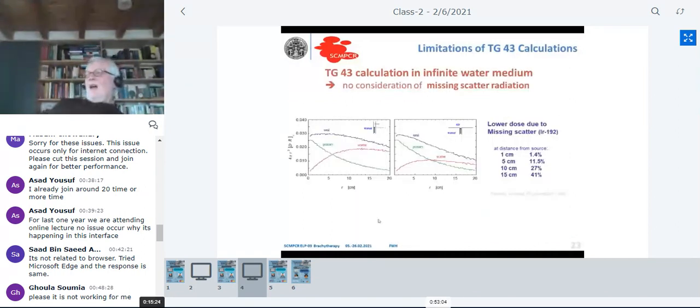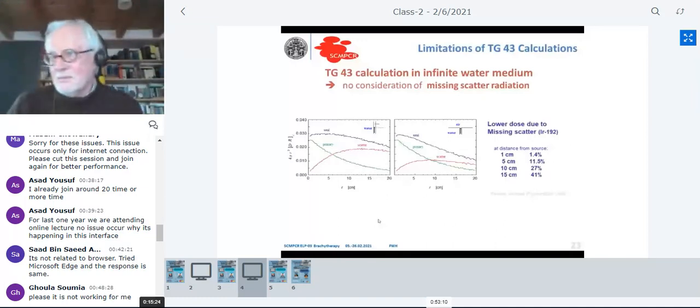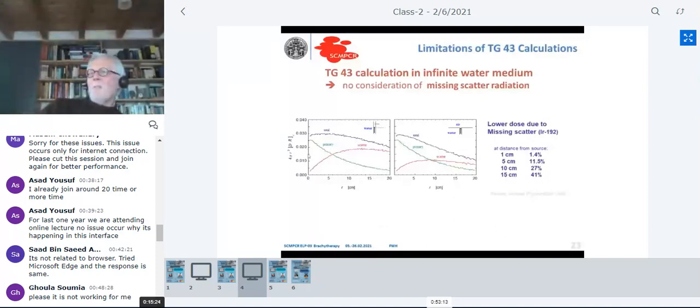This does make a difference, and this is what this slide shows here. I have to look at time a little bit. What this shows is a depth dose distribution of an iridium source. On the left side, the source is placed in the center of a water volume, and on the right side, at the surface of a water volume. And what is shown here is the dose as it builds up from primary absorption and the buildup of scatter dose. And this sums up to the total dose.